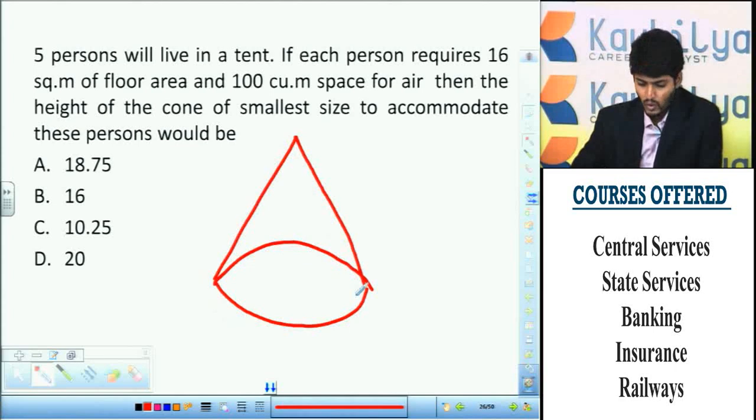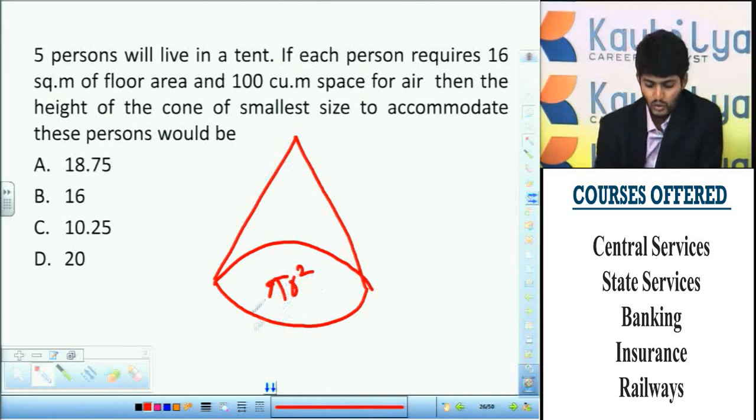Now what are the properties that are associated with this cone? You can see the base of this cone is a circle, right? So the base of this cone would be a circle, so its area is pi r square. And if I want to calculate the volume of this cone, the volume will be pi r square into the height.